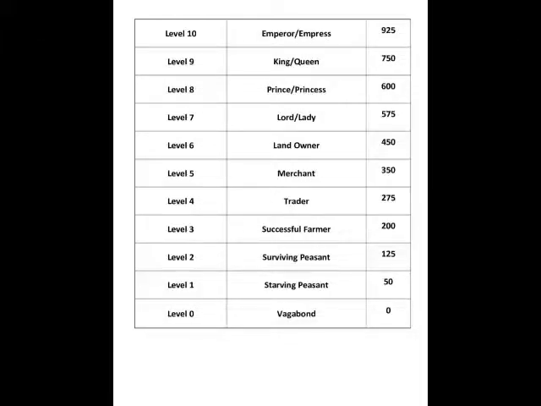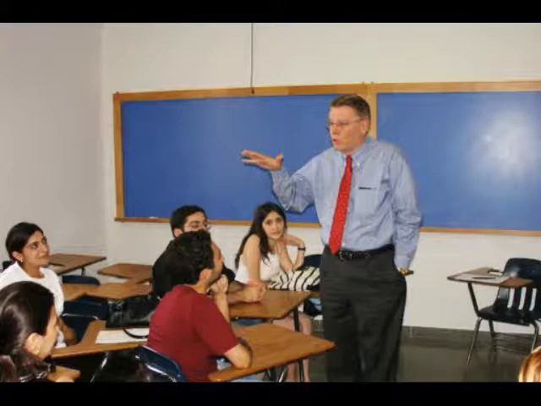To make it more interesting, you could also give names to the different levels, where level 0 is a homeless vagabond, level 1 is a starving peasant, level 3 is a successful farmer, and level 5, they're a merchant. They become royalty at level 7, where they become lords and ladies, all the way up to king or queen at 9, and emperor or empress at level 10. So now, at the beginning of the class, instead of saying, you all have an A, all you have to do is keep it, now you say, okay, everybody has an F.